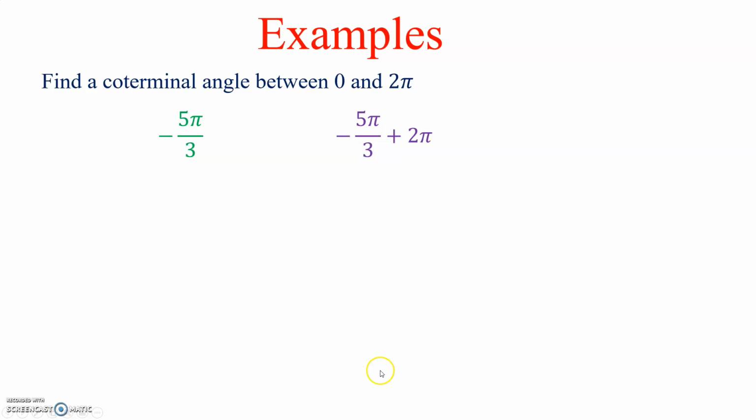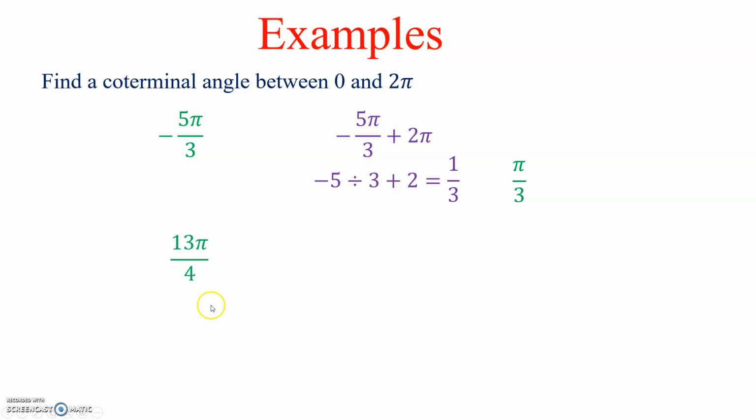So the math we'll do in the calculator will not deal with the pi's. We'll just play with the numbers in the calculator. So in the calculator, negative 5 divided by 3 plus 2. Calculator says 1/3 as a fraction. We now recognize, 1/3 is between 0 and 2. So our answer, pi over 3.